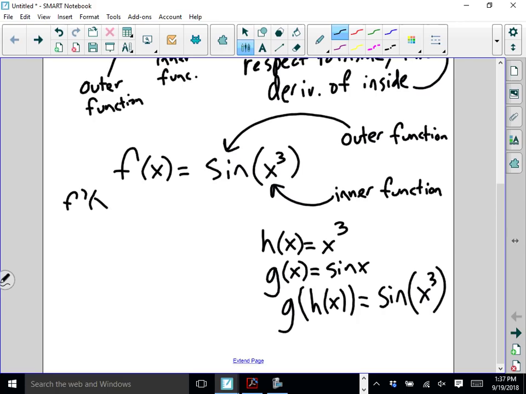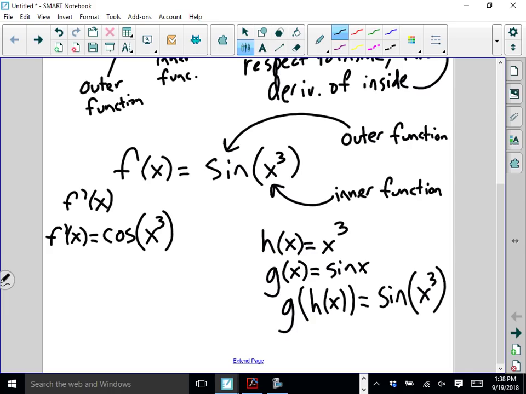So now let's talk about finding f prime. Our goal is we want to find f prime of x. So following the chain rule, I want to do the derivative of the outer function. What is the derivative of sine? Well, the derivative of sine is cosine. But I do the derivative of the outside with respect to the inside. So I end up with cosine of x cubed. That right there is the derivative of the outside with respect to the inside.